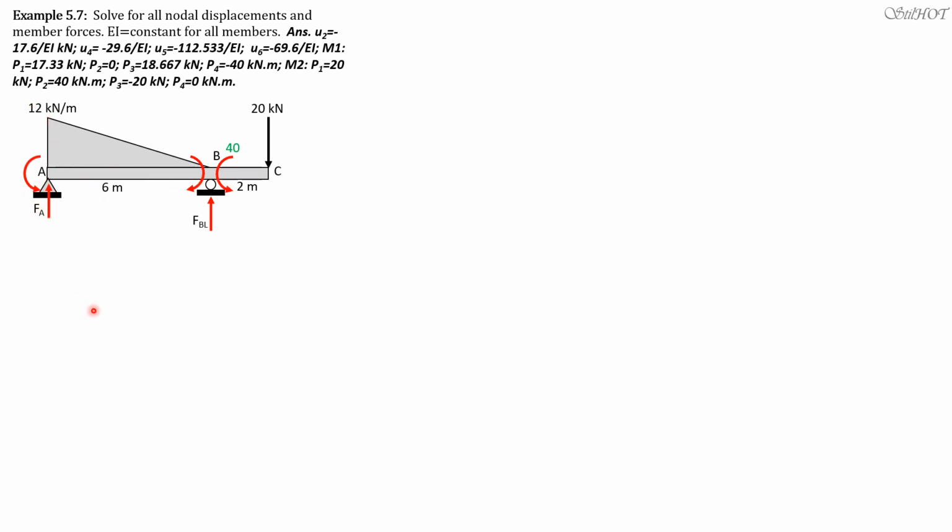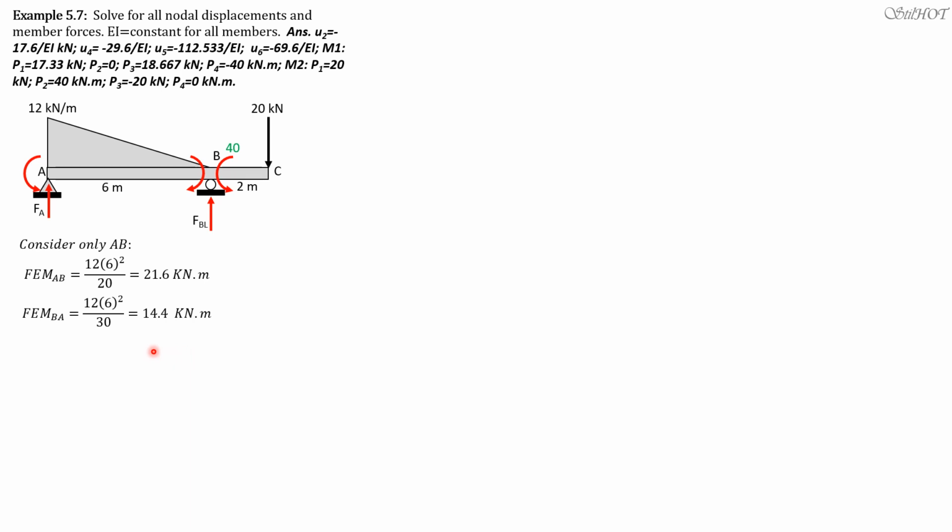For fixed moment at A, it is WL squared over 20. So consider only AB. Fixed moment AB is 12.6 squared over 20, that's 21.6 kilonewton meter. At BA, 12.6 squared over 30, so that's 14.4 kilonewton meter.